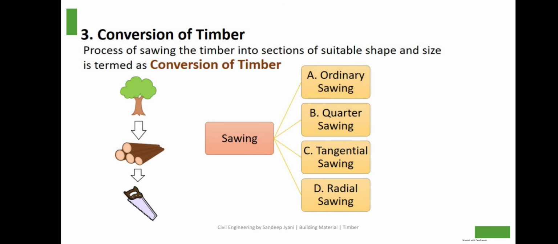Conversion of timber. The process of sawing the timber into sections of suitable shape and size is termed conversion of timber. Sawing is of four types: first, ordinary sawing; second, quarter sawing; third, tangential sawing; and fourth, radial sawing.